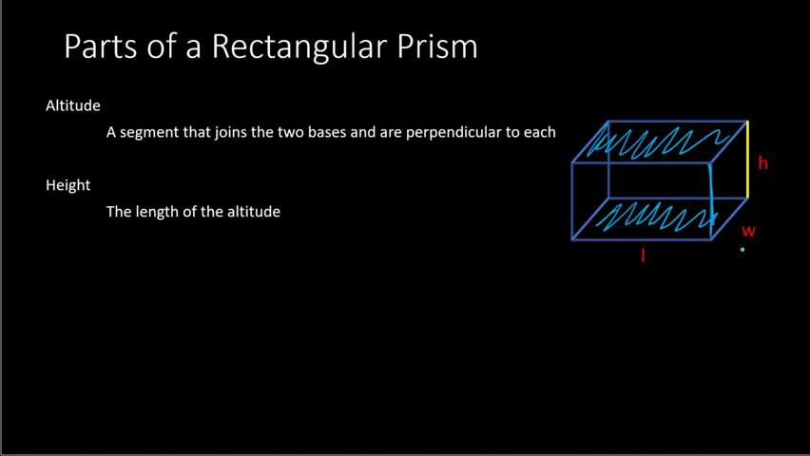Then we have in this picture the width and the length. As you see, length is left to right, and the width is kind of back to front, and the height would give you that third dimension. All right, so make sure you know your terms, the parts of a rectangular prism.